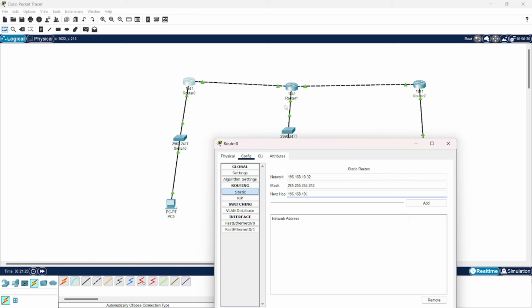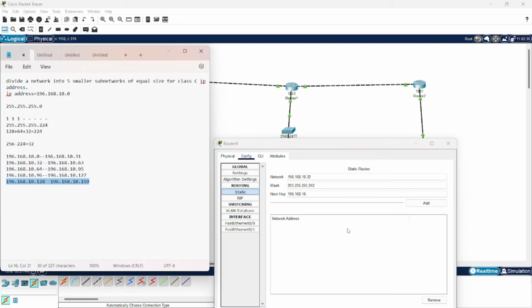For router 0, router 1 is always going to be the next hop. So here in next hop, I would provide the address of router 1, which is 98. I here made an error in the subnet mask, which is 224 and not 242.